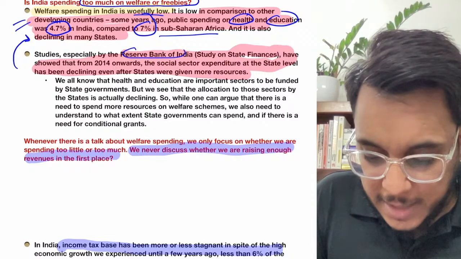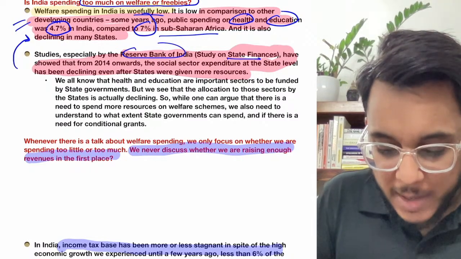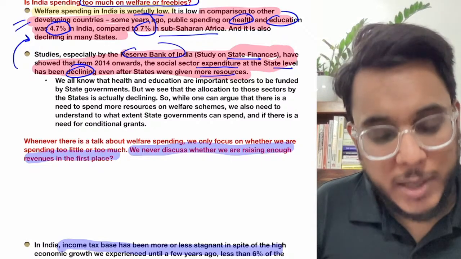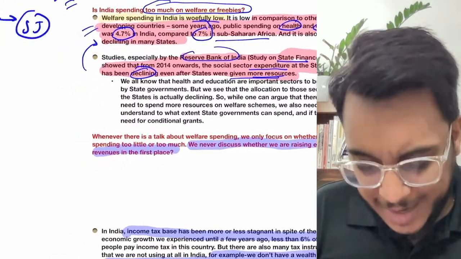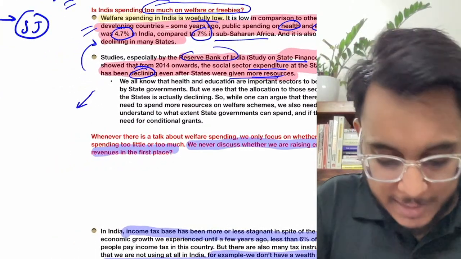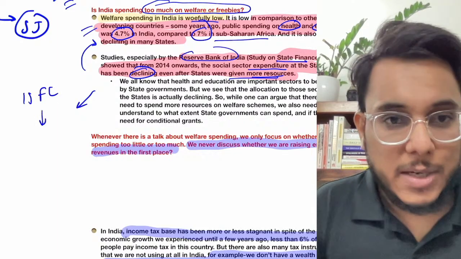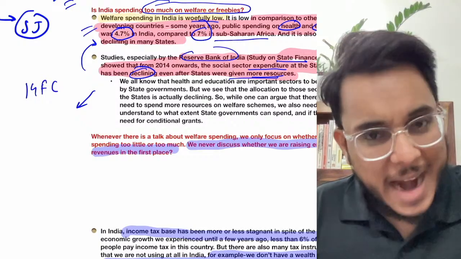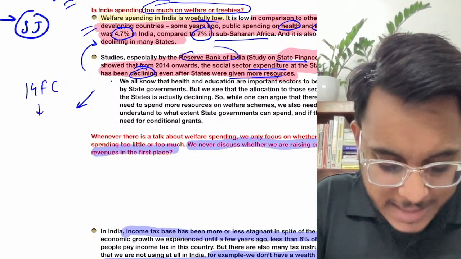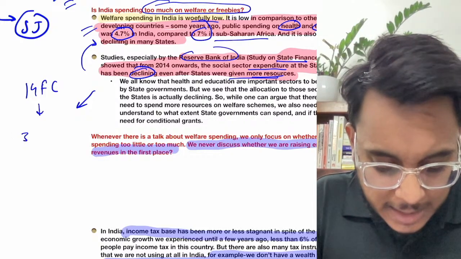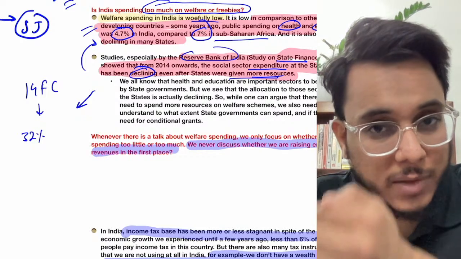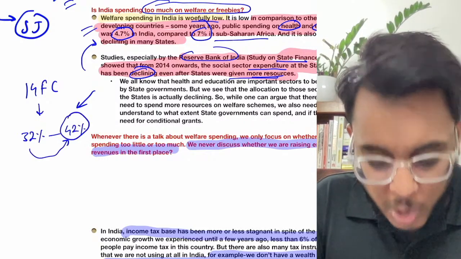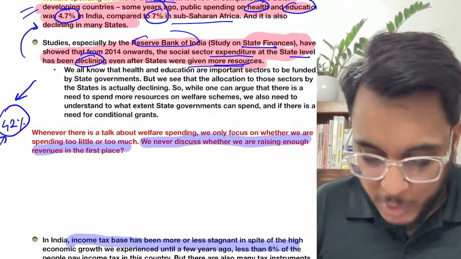Even the Reserve Bank of India study on state finances, this report has come, and it has provided that social sector expenditure at the state level has been declining after 2014. Now guys, after 2014, the states have been given more resources. What actually happened? I'll tell you here, a little bit beyond the scope of this particular article. The 14th Finance Commission came, and the 15th has come now. The 14th Finance Commission increased the devolution of taxes that will go to the states. Earlier, 32% of the taxes were going to the states, and it increased to 42%. So the devolution to the states increased from 32% to 42%. Therefore, more money came to the states. But even their expenditure on the social welfare programs has been very much less.